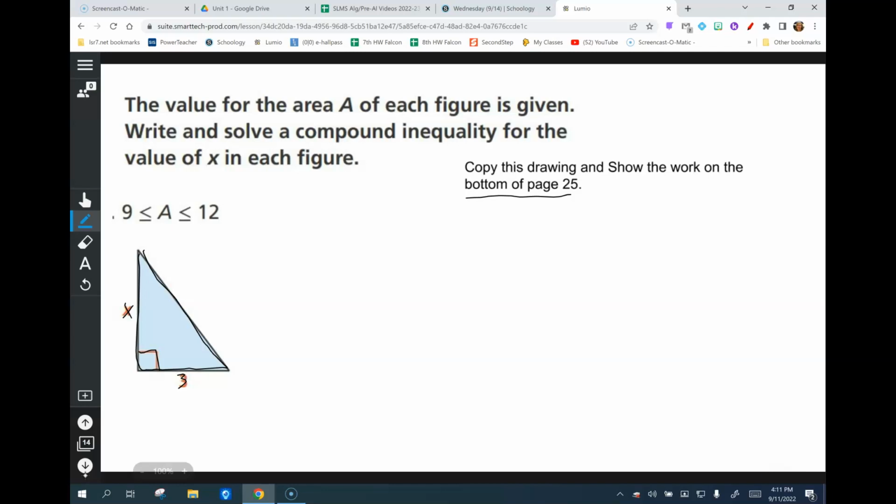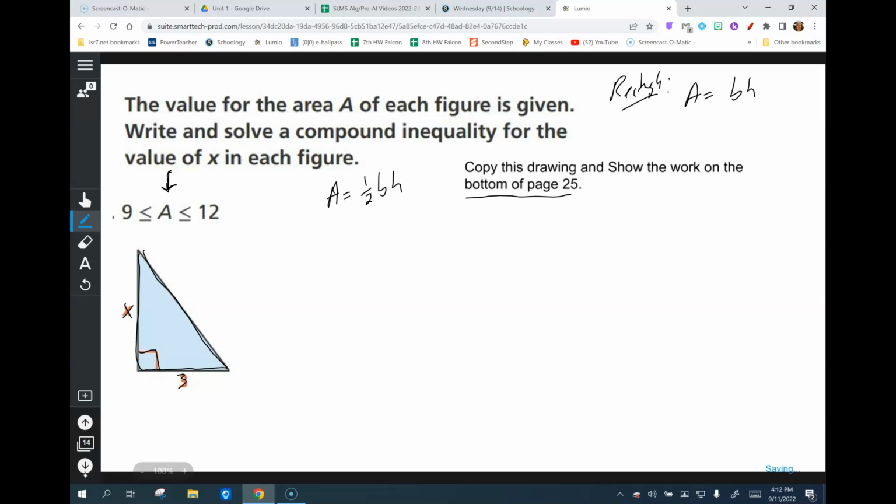Okay, so the value for the area of A, so there's our area, that's where the area of each figure is given. Write and solve a compound inequality for the value of x. So it's a triangle. How do I find the area of a triangle? My formula is 1/2 base times height. Okay, this one you should probably have memorized. The other one you should probably have memorized is base times height, and that is for a rectangle.